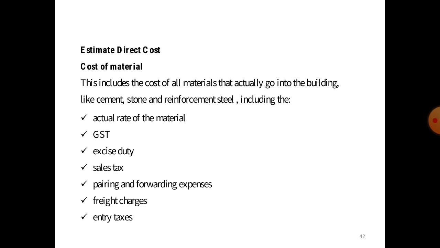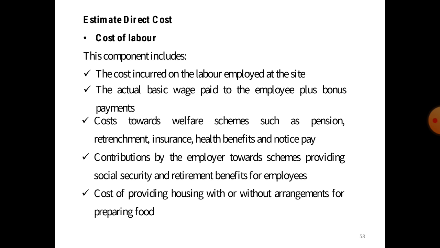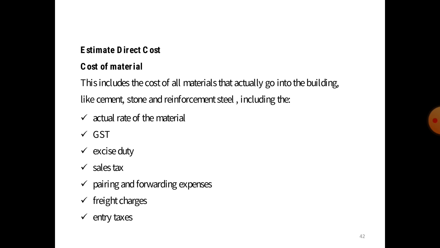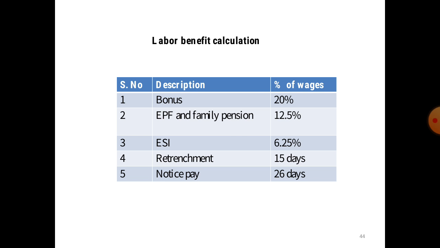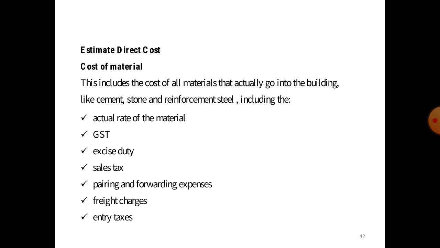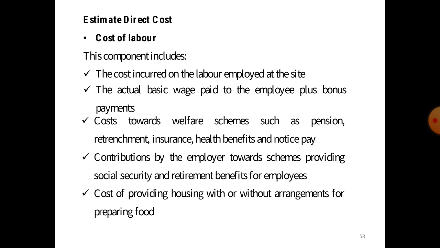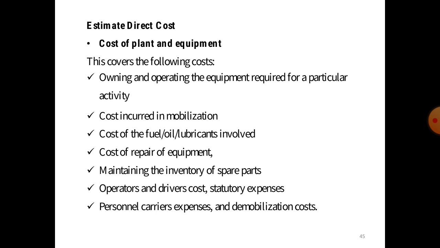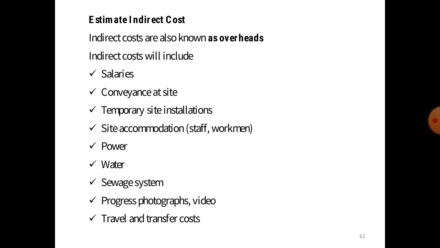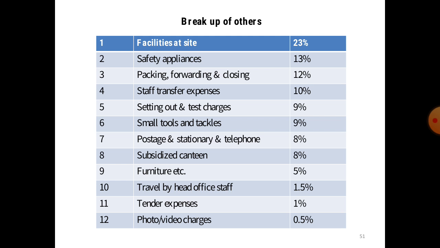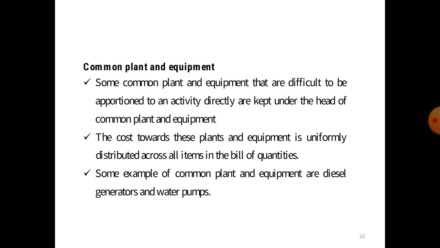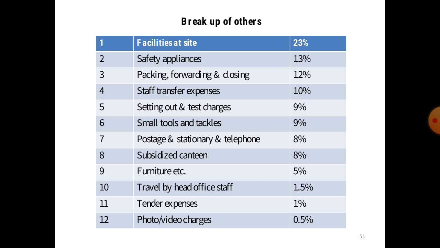Now the next important topic is the estimated cost. Here the estimated cost includes the cost of material and the cost of labor, both of which are included in the estimated direct cost. This estimated cost, direct and indirect cost, we will discuss in the next lecture. So here we stop our lecture.